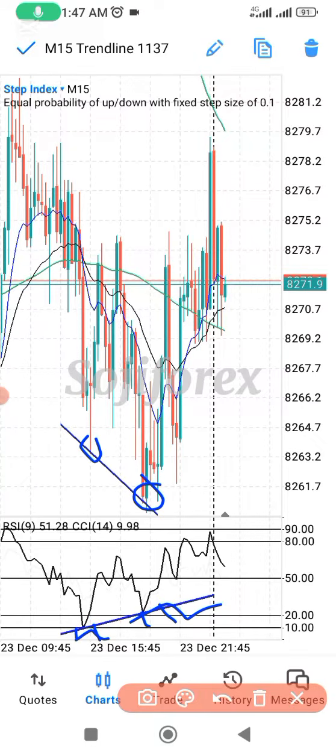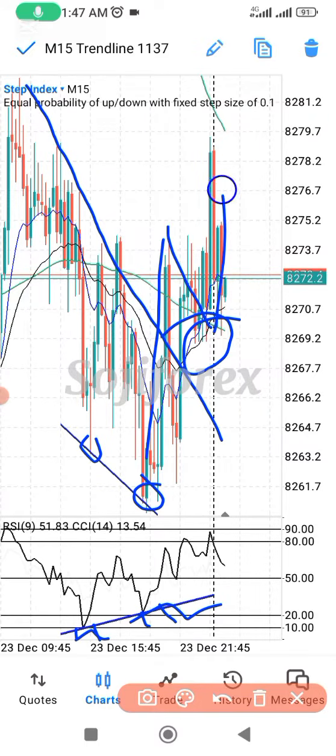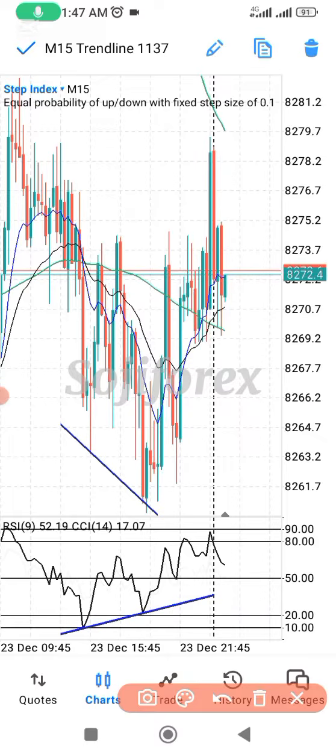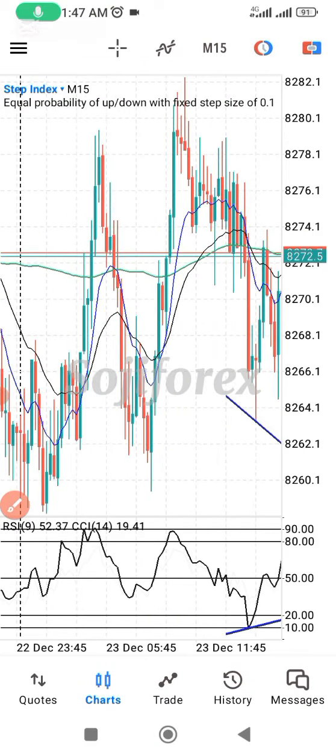So on this 15 minutes, this is what we are having. So if we connect our trend line this way, you can see now price break out of it. So as price is retesting it, here becomes our entry to the upside. So this is a scalping strategy and it works.